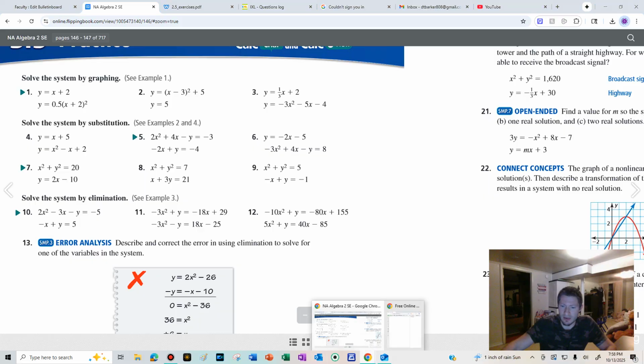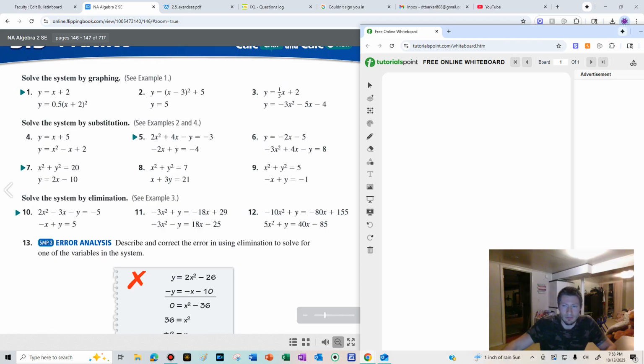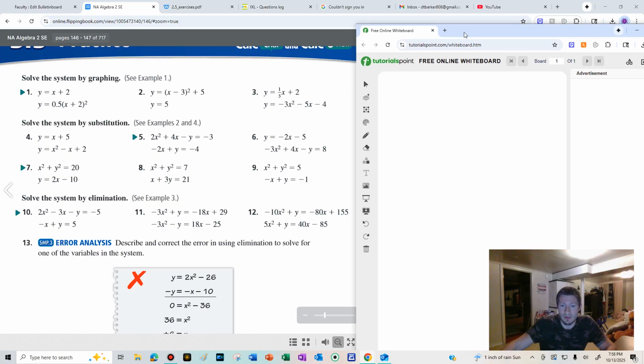This section is on systems, which has to do with where the lines cross on the graph and where they intersect. Those would be the solutions of the system, right? But now it's not just lines. Before you had two lines intersecting. Now you have these weird, different exotic shapes going on. So, for example, number one says solve by graphing.